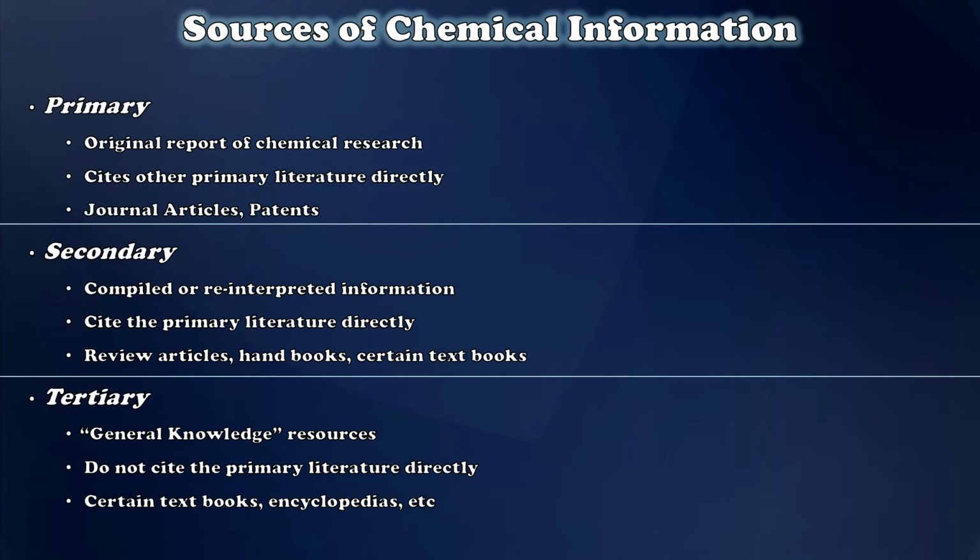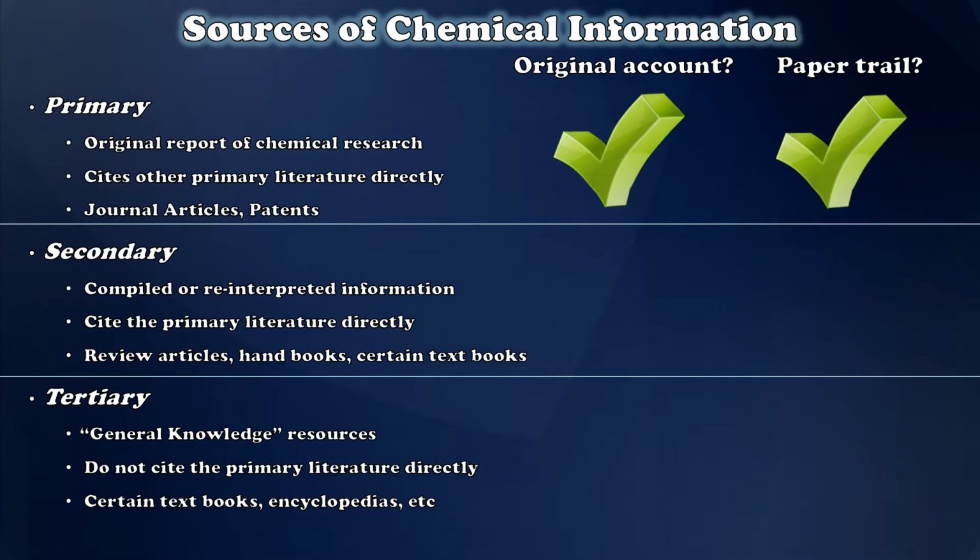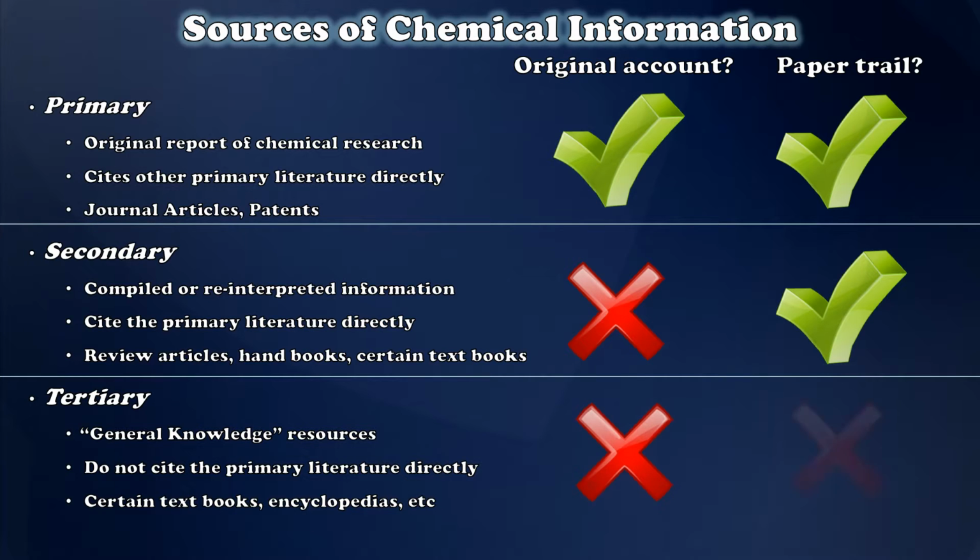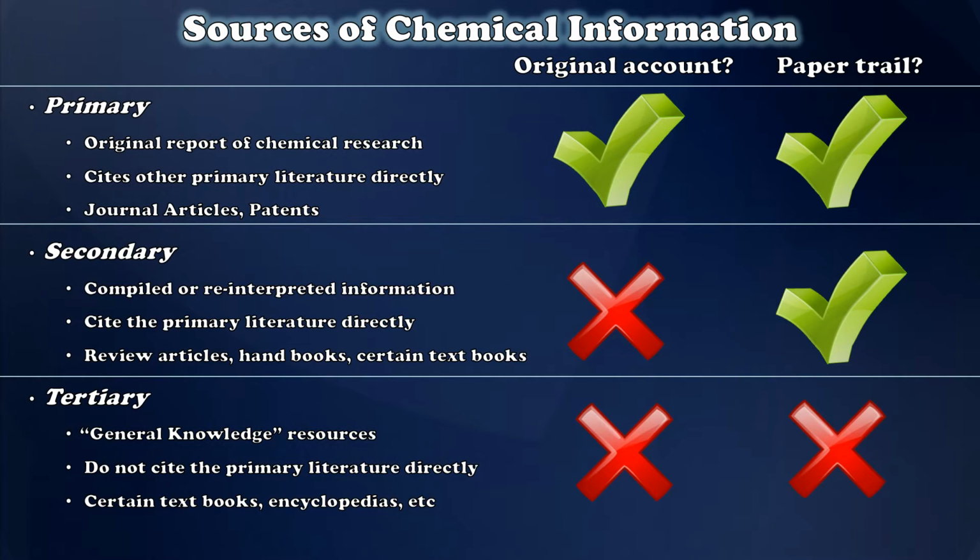So once again, to distinguish these three classes, primary literature is the original account of the researchers with an intact paper trail to all other references, while secondary is not the original account. It's reinterpreted information, but still contains an intact reference trail back to the original papers. Whereas tertiary is neither of these. It's neither an original account, nor does it have proper referencing to allow us to seek out the original paper by the original author.